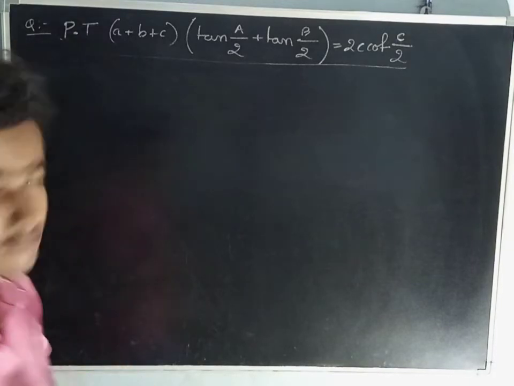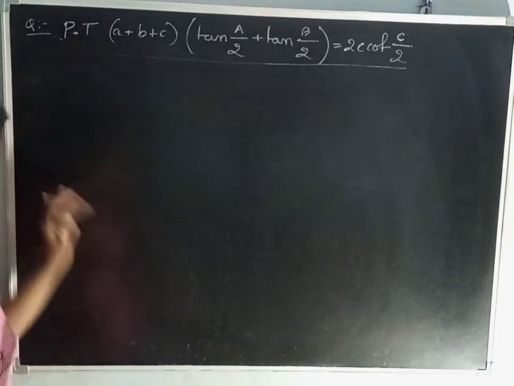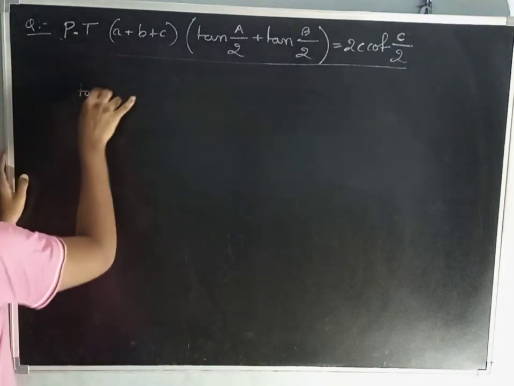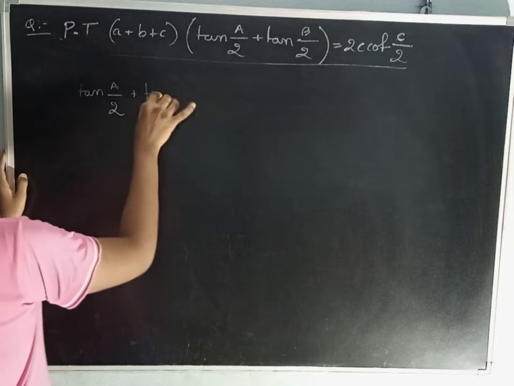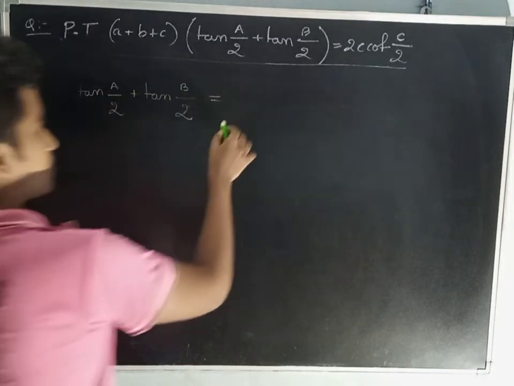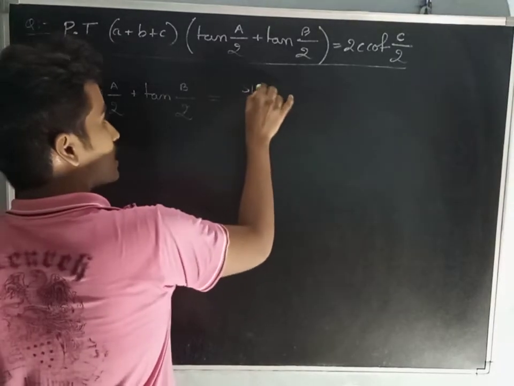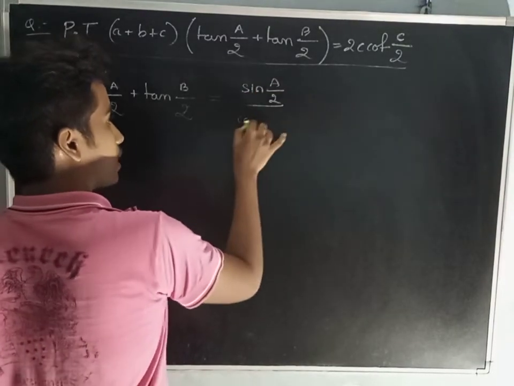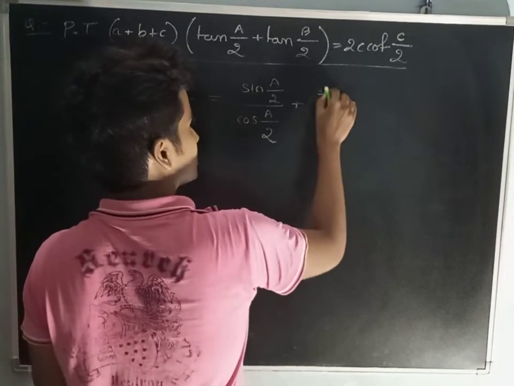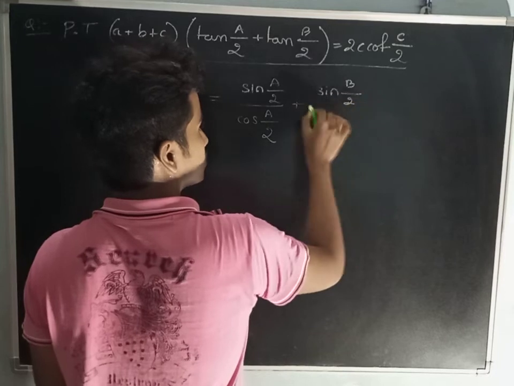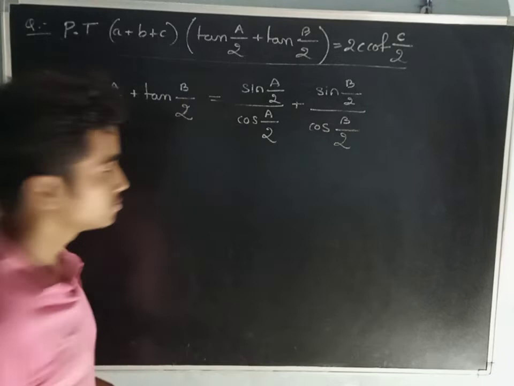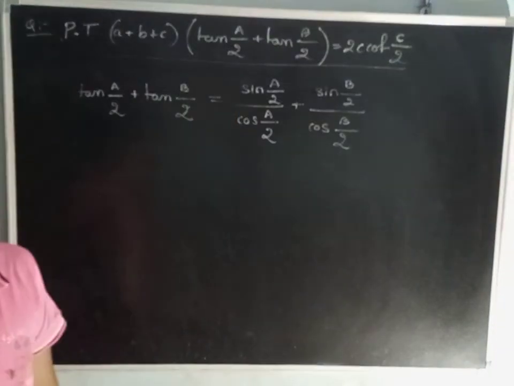In this way we can solve this question. Let's discuss in another way. Let me take tan A/2 plus tan B/2. It's nothing but sin A/2 by cos A/2 plus sin B/2 by cos B/2. Okay, tan is nothing but sin by cos.